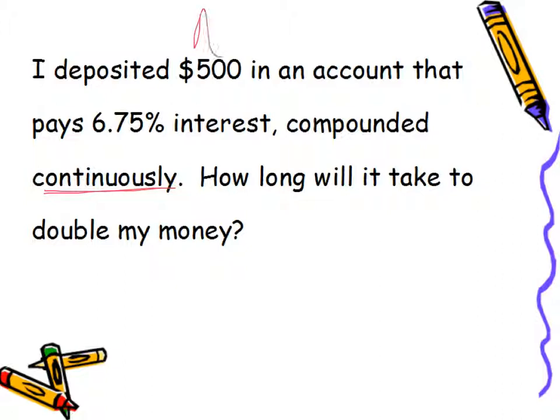That's A equals P, your principal, the money you invest, times e to the rt. It says I deposited $500, so that's my P. So I have 500 times e to the rt. R is your interest rate, always as a decimal. And then the time, that's actually the question. How long will it take? So I'm actually looking for the t. We never did that before. They always told us the time.